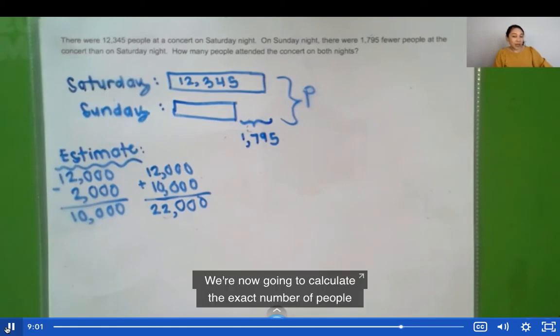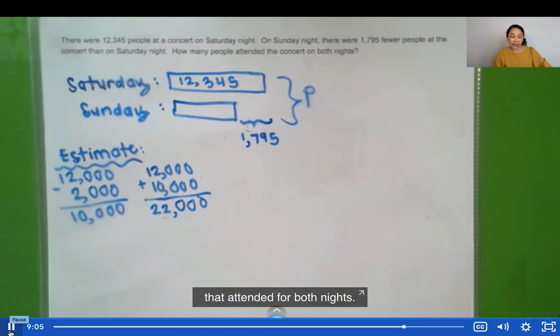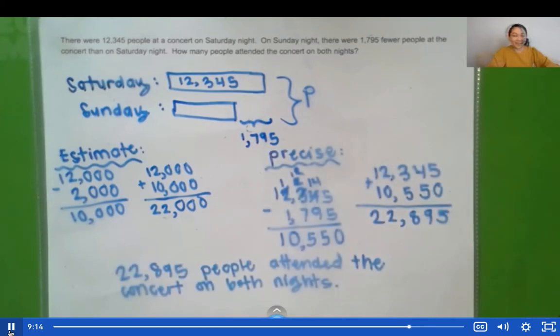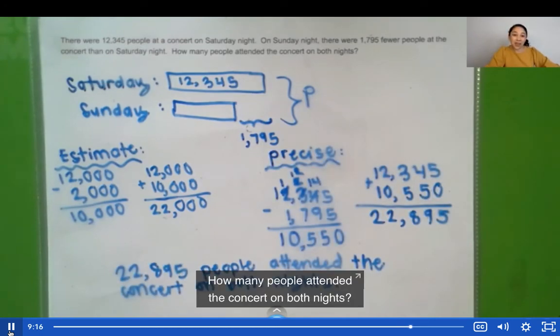We're now going to calculate the exact number of people that attended for both nights. So go ahead and do that on your own and then unpause the video to check and see if you were correct. Pause the video here to do that calculation, and then we'll compare our answers after. How many people attended the concert on both nights? 22,895 people attended the concert on both nights.